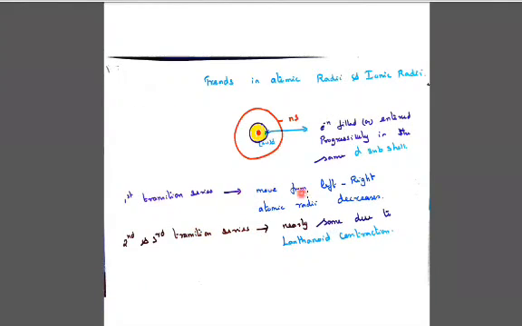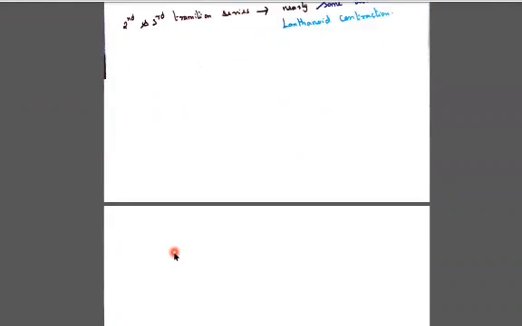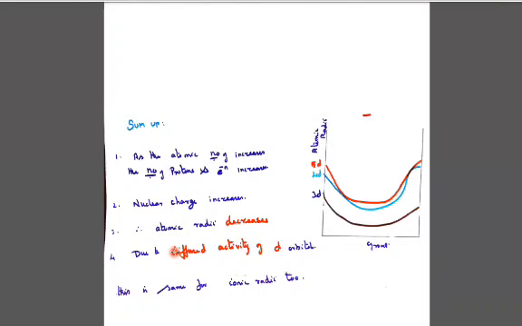So as the transition series moves from left to right, atomic radii decrease. The second and third transition series are nearly the same because of the lanthanide contraction. Let us see that. Here it is the 3d series, 4d series and 5d series, and they are almost merging into each other.